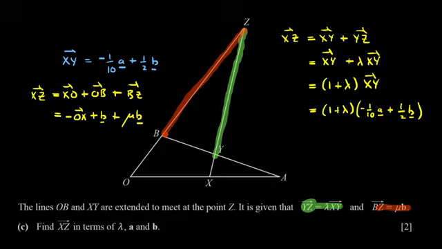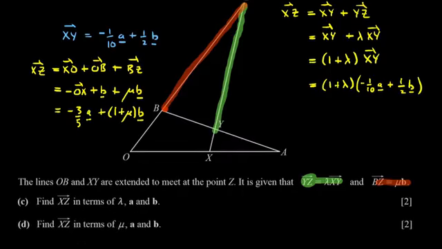Okay, so then what is minus OX? What's this thing here? Well, we were previously told that that's equal to minus 3/5 A. Oh, sorry, OX is equal to 3/5 A. So this thing here is minus 3/5 A plus (1 plus mu) B. Okay, so that's what we've got for part D.